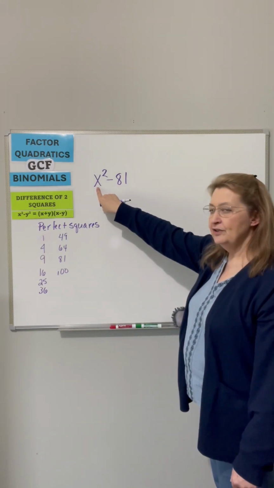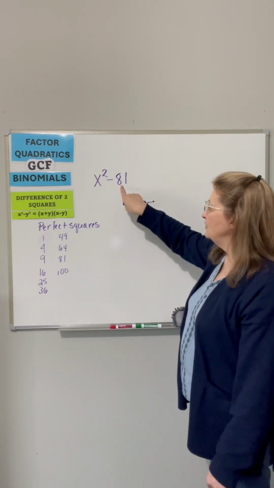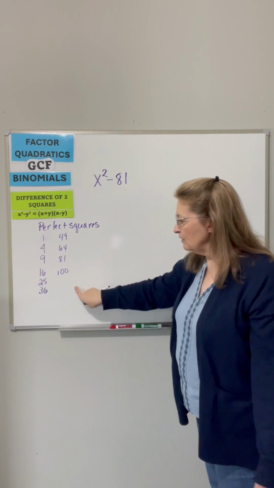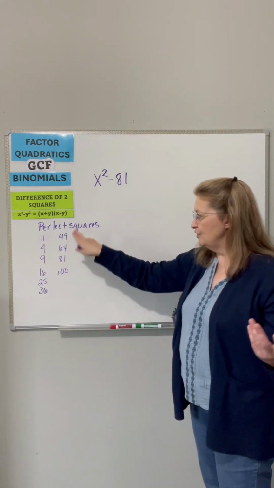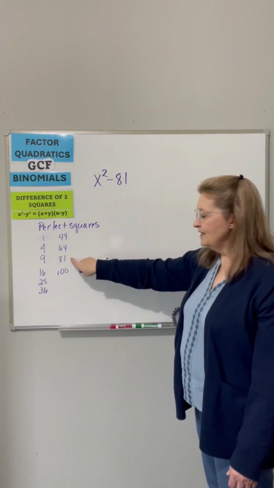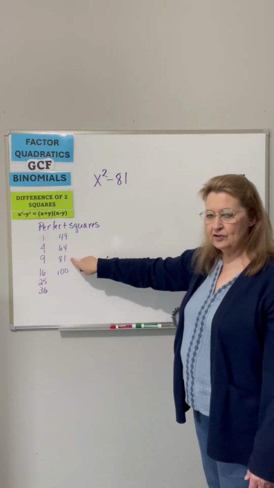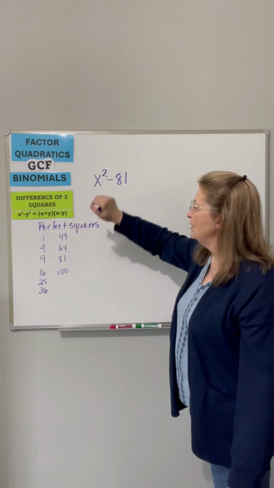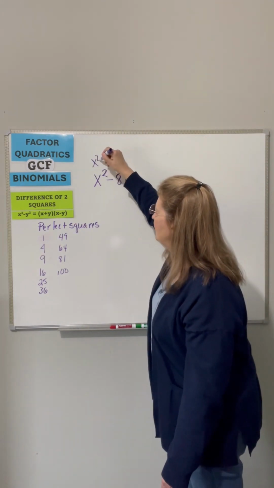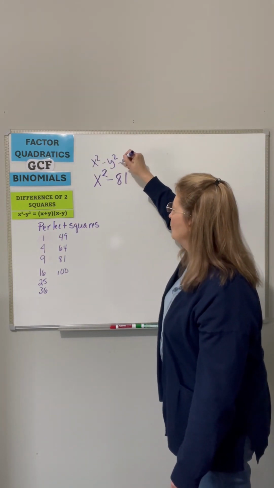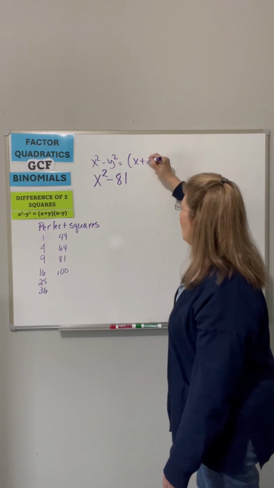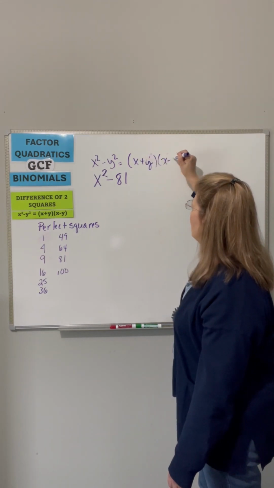So I look at this one. I do have a perfect square, x squared. I do have a perfect square, 81. How do I know that's a perfect square? Well, I made a little chart down here of the first few perfect squares, and I see that 81 is a perfect square. Now here's your formula for the difference of 2 squares, and it says if you have x squared minus y squared, then that is equal to x plus y times x minus y.